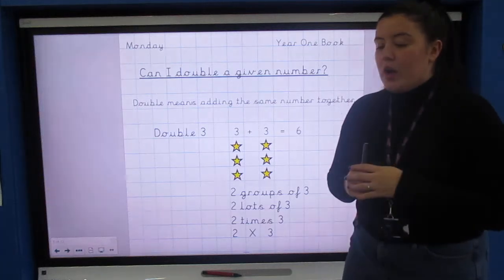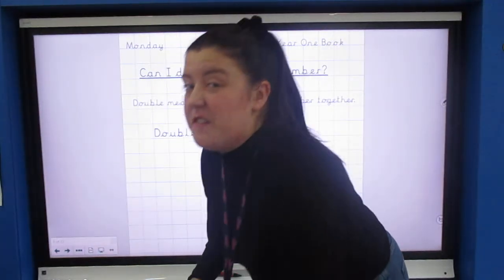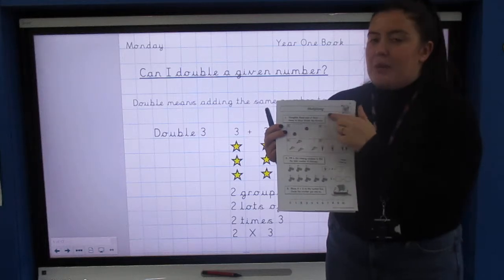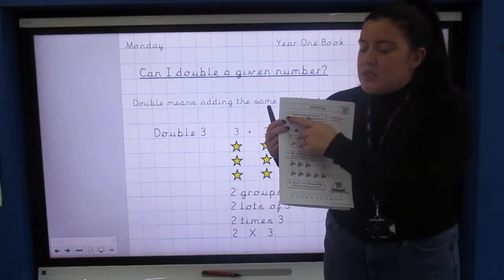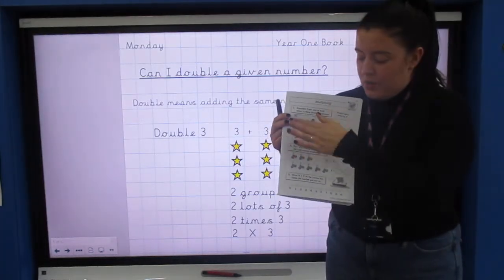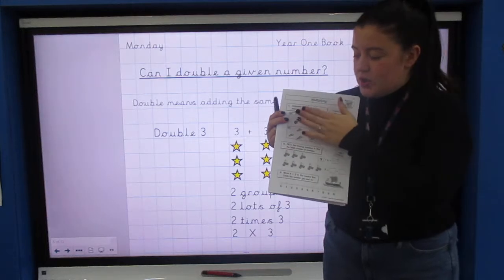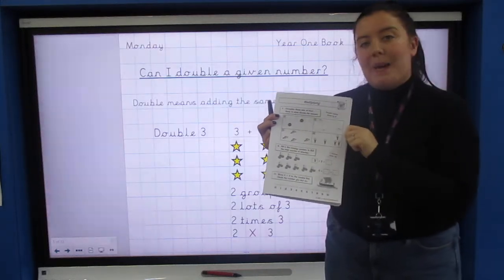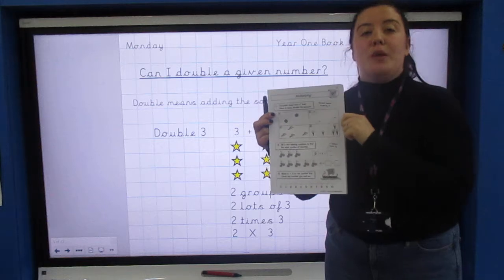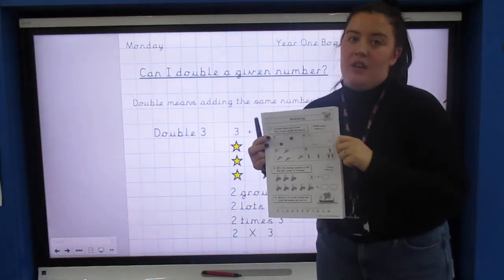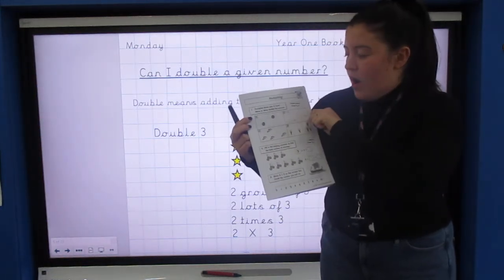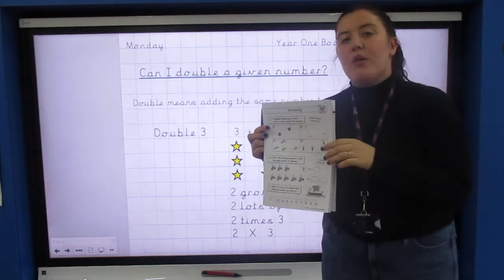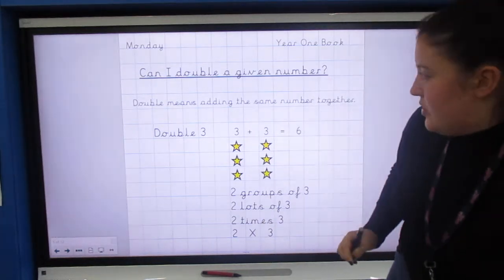Now in your workbook, you need page 15 today, and at the top it says multiplying. And we're going to look at question 1. We're not going to do anything else, we're just going to do question 1. Because when we multiply by 2, we are doubling. It's the same thing. So question 1 on page 15 is what you need today. We're going to go through some examples together first.